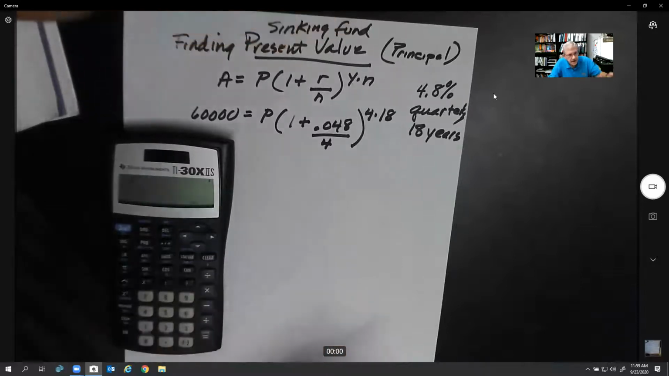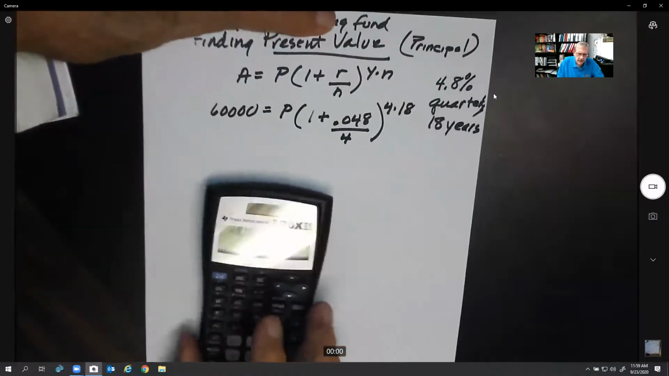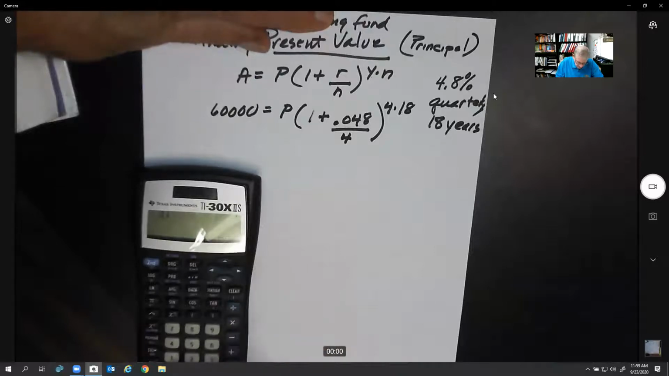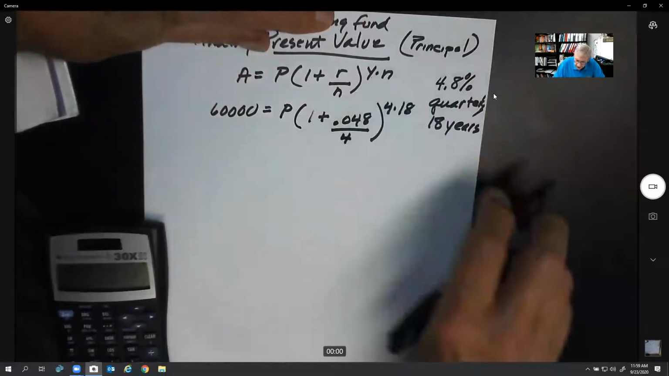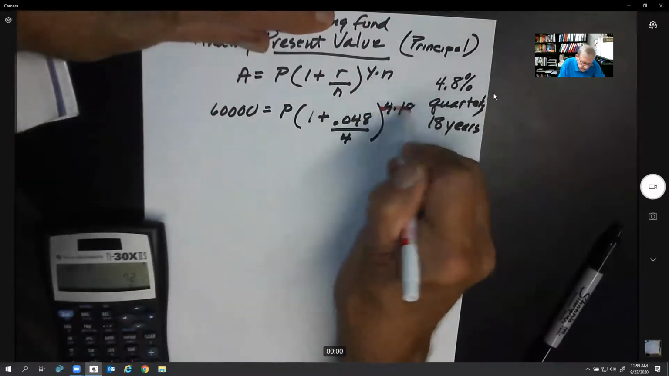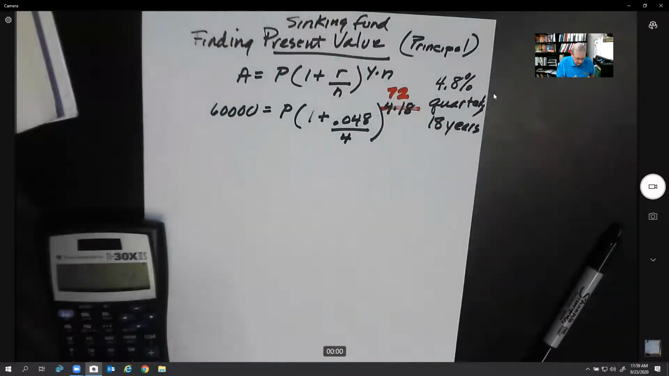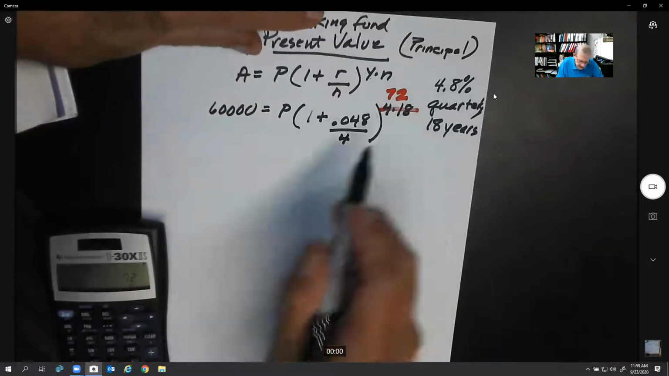4 times 18. Let me see if I turn this slide on, if it would help. Yeah, it does a little bit. 4 times 18. Bingo, 72. So we don't want to use this number. Let's put a 72 up there. Let's put the cap back on the pen. All right, got it. So now we got this all written down.